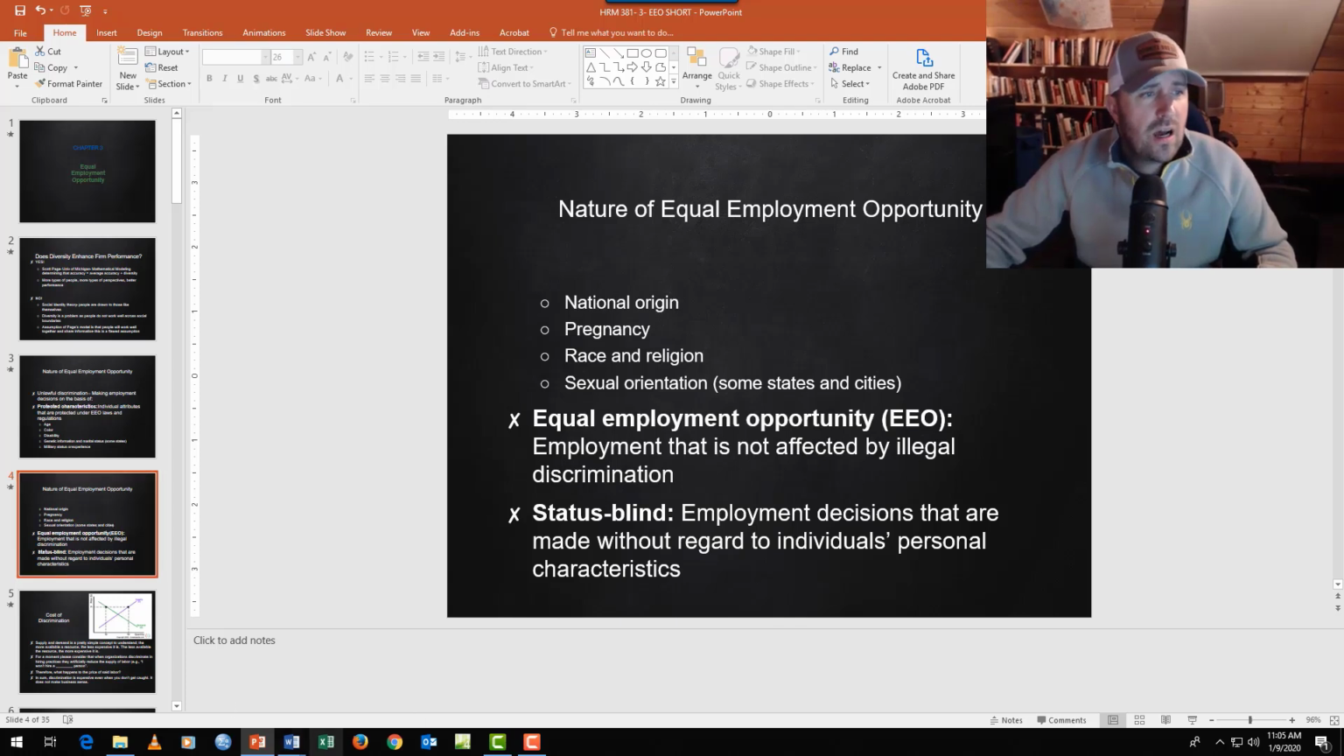So here's equal employment opportunity. This is what we're going for: employment that's not affected by illegal discrimination. We want legal discrimination based on who is fit for the job, who can do the job.